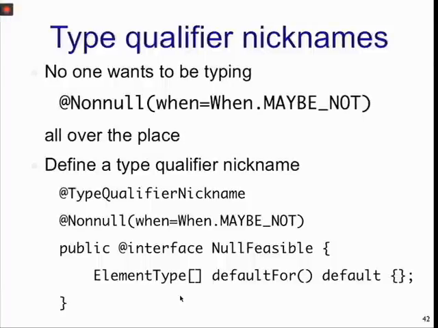Default and inherited type qualifiers. What if you want the null feasible interface to be nullable, but you want it to be a qualifier nickname of maybe not? How do I say that the type null feasible may be null? Okay, so generally, I've not come up with use cases where you actually put a type qualifier on a class because you want to say something about the class.